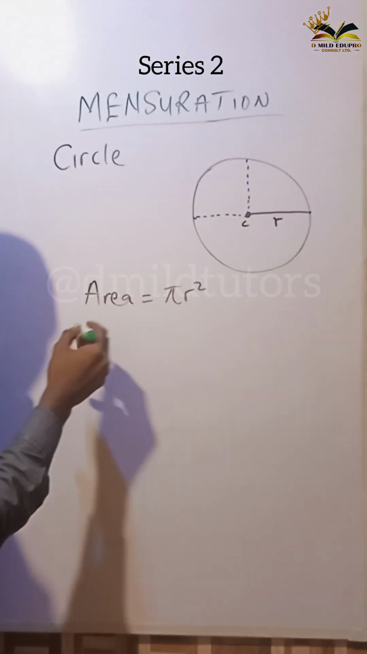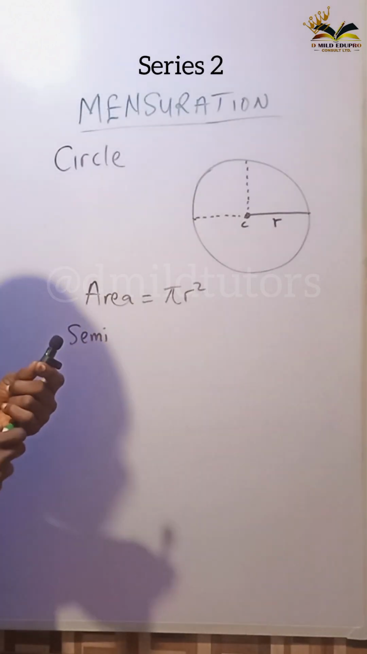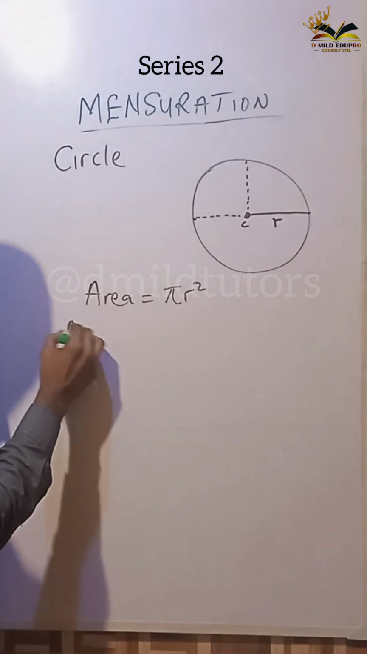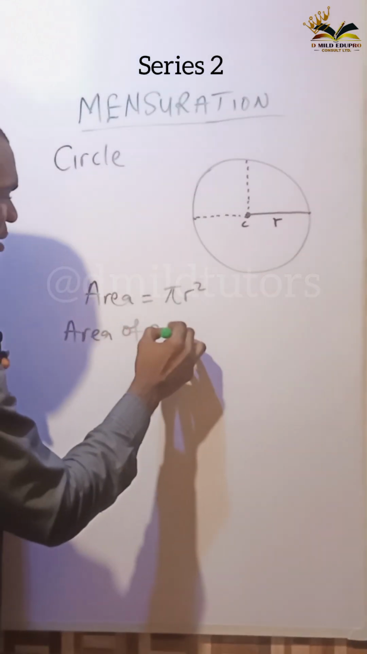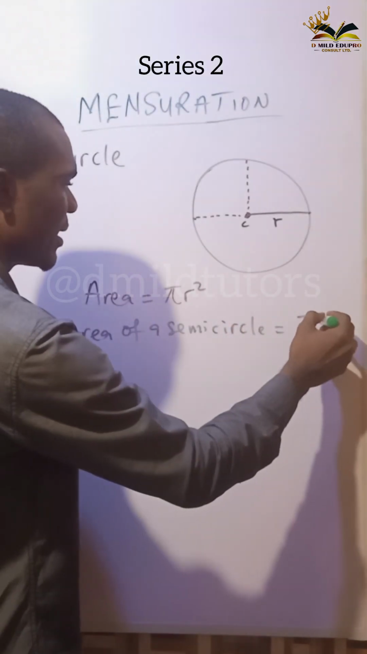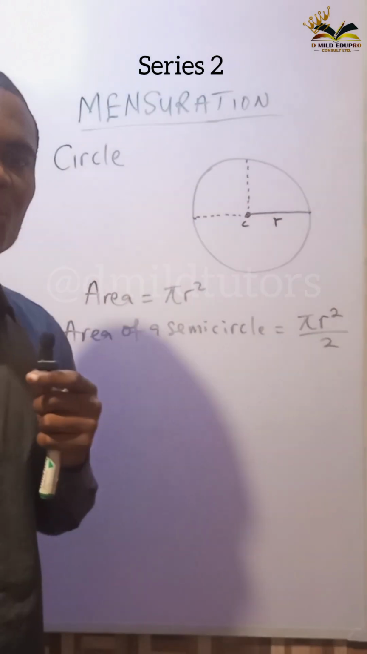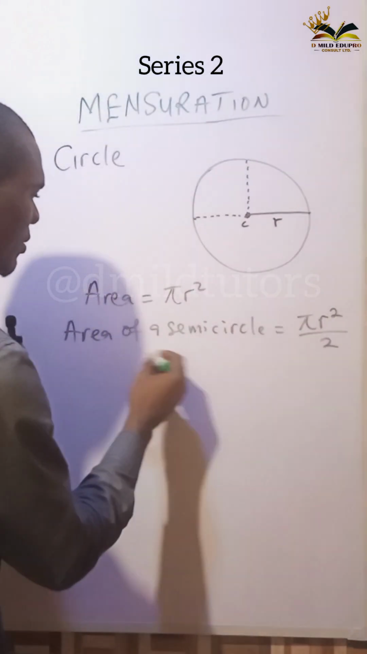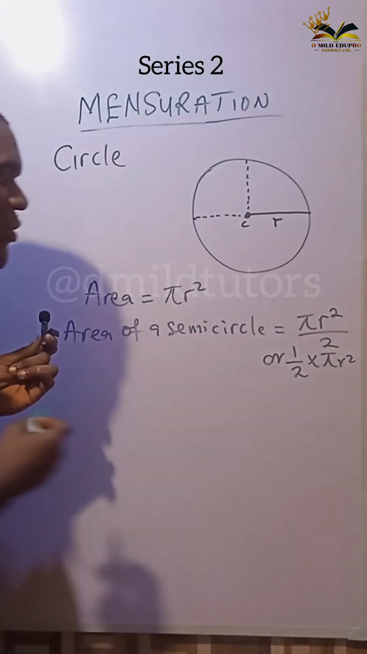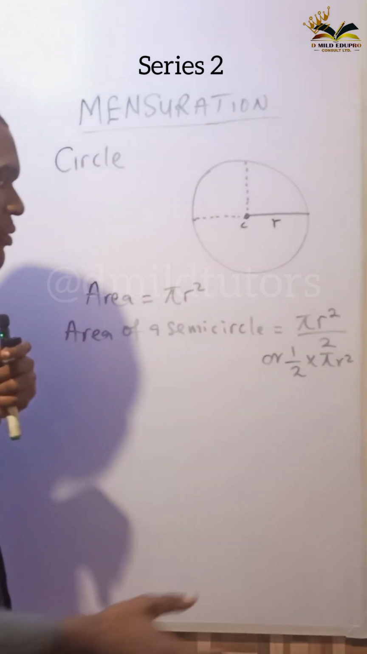Now we have what we call the semicircle. Area of a semicircle, right? Let's say we have the area of a semicircle, and it's given as pi r square divided by 2. Okay, some persons will say 1/2 times pi r square is the same thing. You can say pi r square over 2 or 1/2 times pi r square. So anyhow you find it in any of the books or reference materials you are making use of, it's all the same thing.